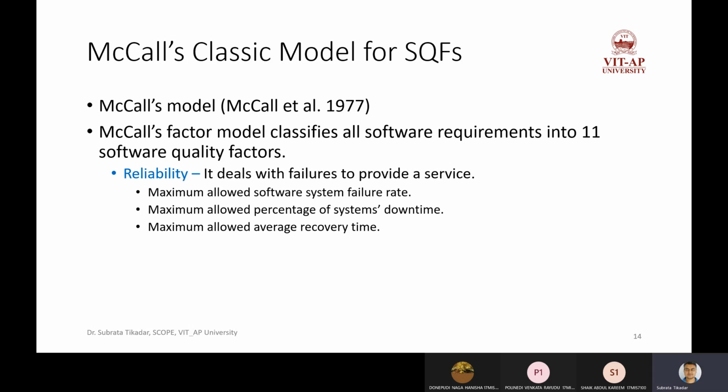Then coming to reliability. So reliability deals with failure to provide a service, maximum allowed software system failure rate, maximum allowed percentage of system downtime, and maximum allowed average recovery time. For example, the failure frequency of a heart monitoring unit or any medical computing system that is generally operated in a hospital, so they should not fail frequently. It is required to be less than 1 in 20 times.